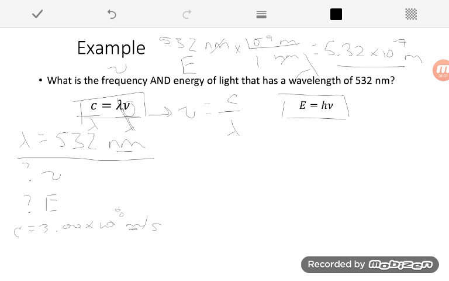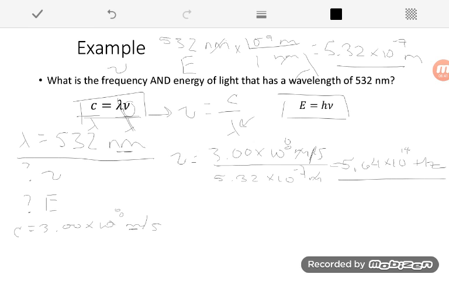So now we can take this and plug it in here. My frequency is equal to c, which is 3.00 times 10 to the 8th meters per second, over my wavelength, which is 5.32 times 10 to the negative 7 meters. So my meters cancel, and I end up with these weird units of per second, which is also called a hertz, and that's what I would expect for frequency. I do my division here, and I get a pretty big number, 5.64 times 10 to the 14. So the frequency is 5.64 times 10 to the 14th hertz.